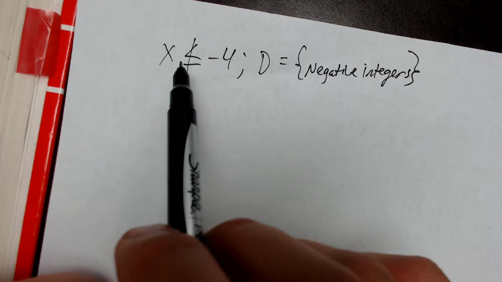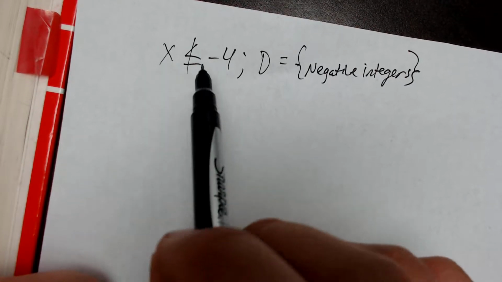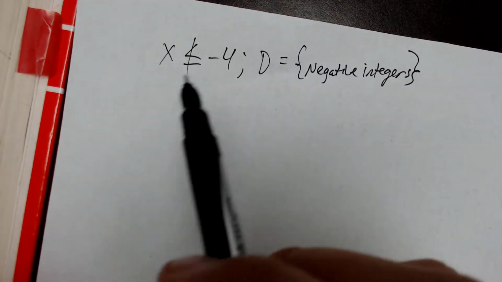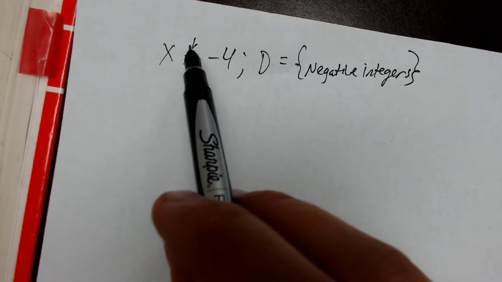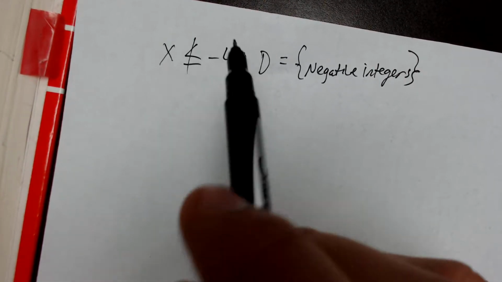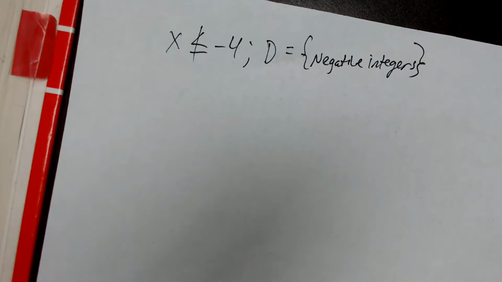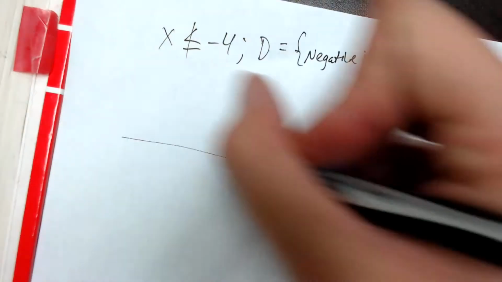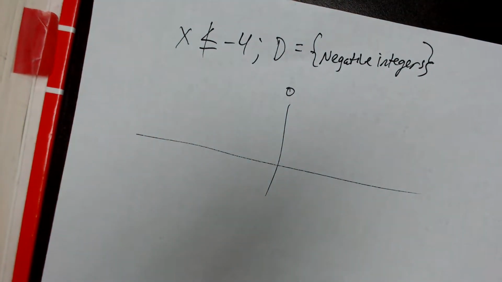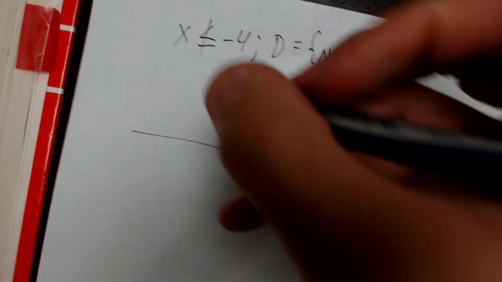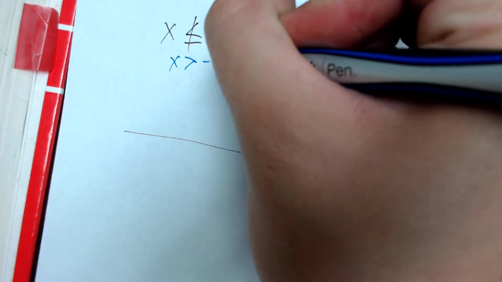So if x is not less than and it's not equal to, the only option left is greater than. So trichotomy axiom. 2 of the 3 possibilities have been eliminated, only 1 possibility remains. So the actual inequality we're graphing is that x is greater than -4.